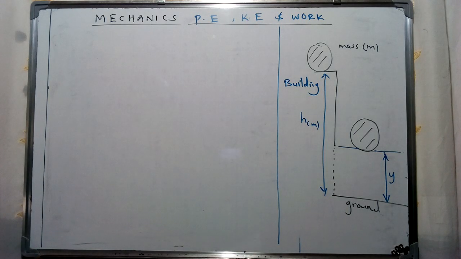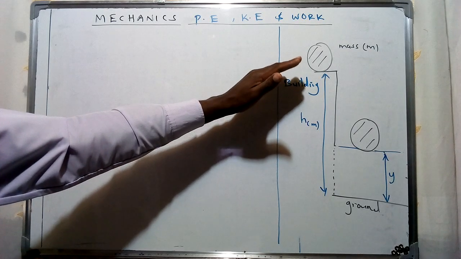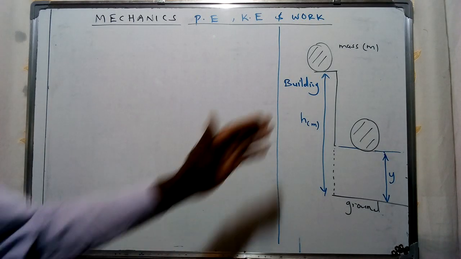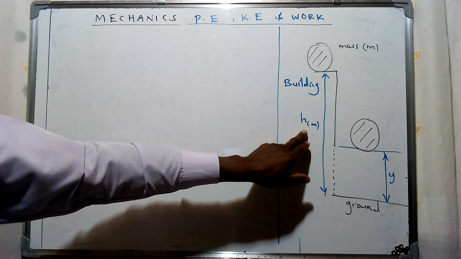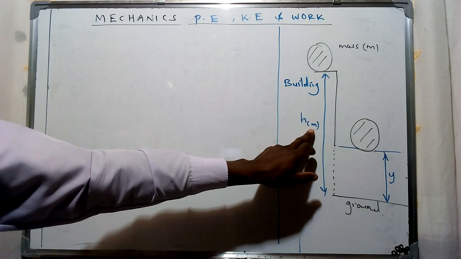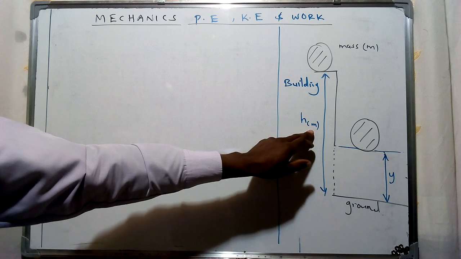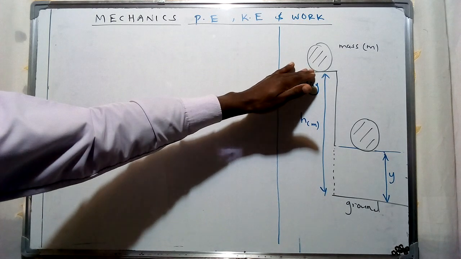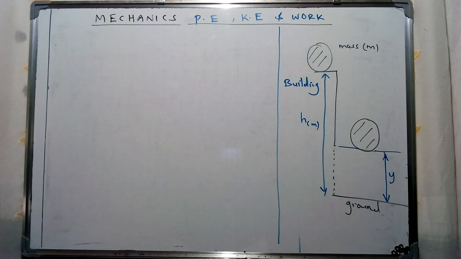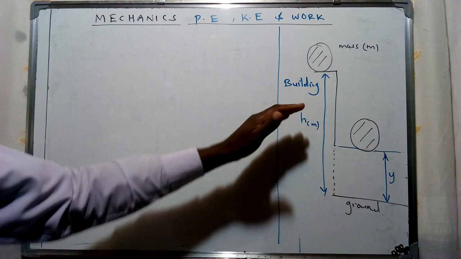Now, in this case, we're going to consider this specific object that consists of a mass m. And this object is going to be dropped from the top of a building which is of a height h in terms of meters. And of course, this is going to be forming the ground level, and this is going to be the top part of the building using this particular illustration.